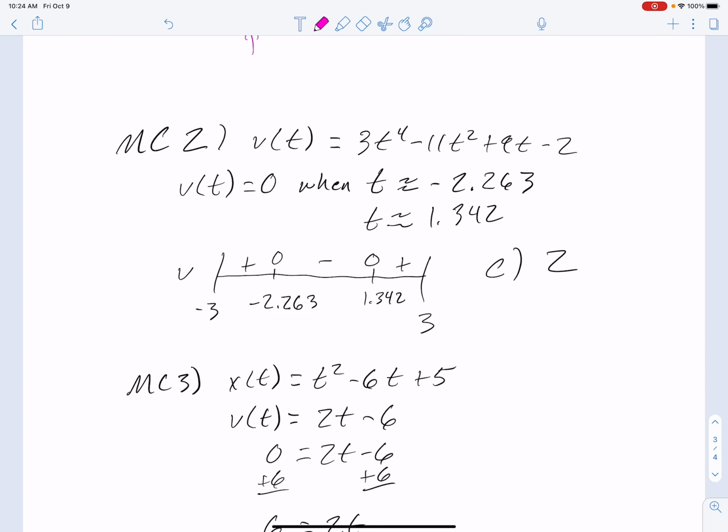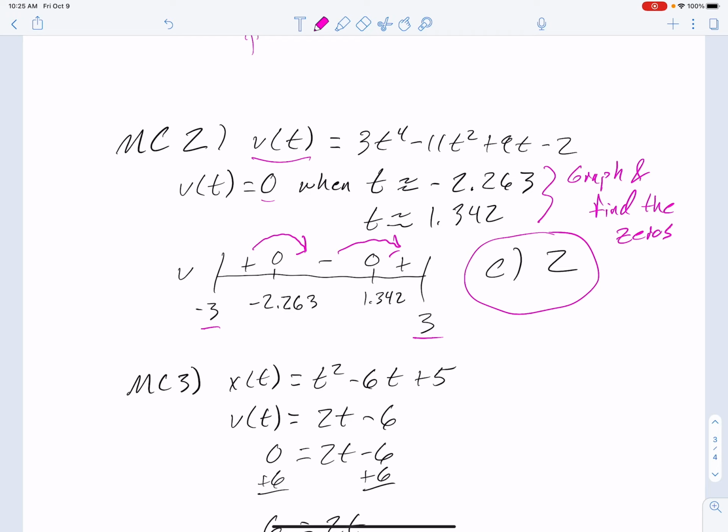Multiple choice 2, you're going to need a calculator for this one. So I found my velocity function. I set it equal to 0, but I had to use my calculator to graph and find the zeros. Once I had those zeros, I was able to make my sign pattern between negative 3 and 3, since it tells us we're limiting the time to negative 3 to 3. And what I'm looking for is as I cross one of my zeros, does the sign on my sign pattern change? At negative 2.263 it does, so that means I've got a change in direction. When I cross my next zero, I get another change in sign, which tells me I'm changing direction, so this particle changes direction twice.